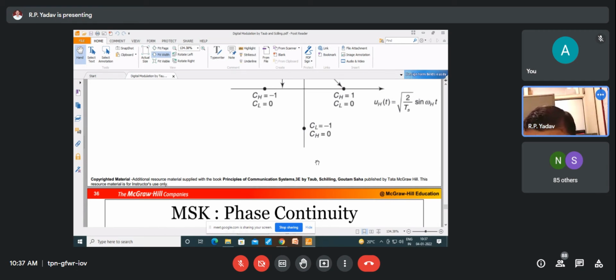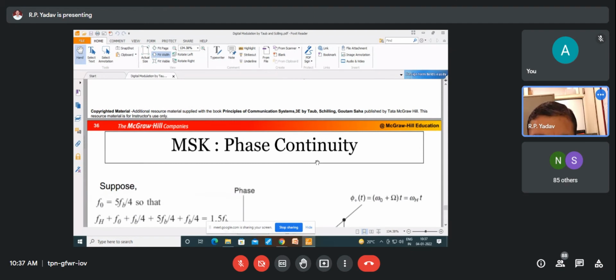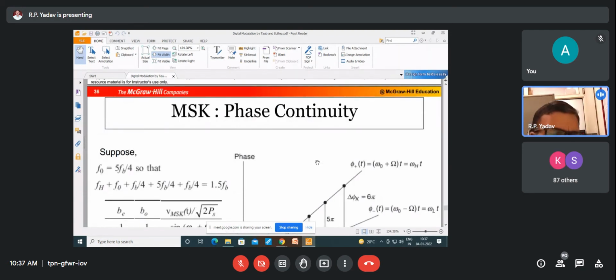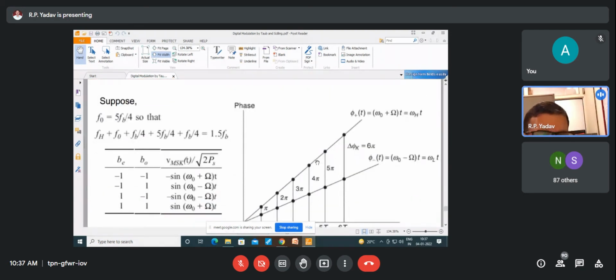Yes, students. The next property that I want to discuss, perhaps the important property, is what is called MSK phase continuity. What is phase continuity? Essentially, if you plot the phase for φ plus, ω0 plus σt, ω_H t, and φ minus, ω0 minus σt.